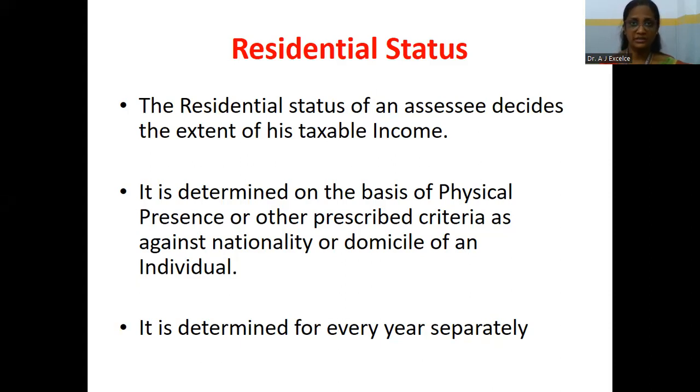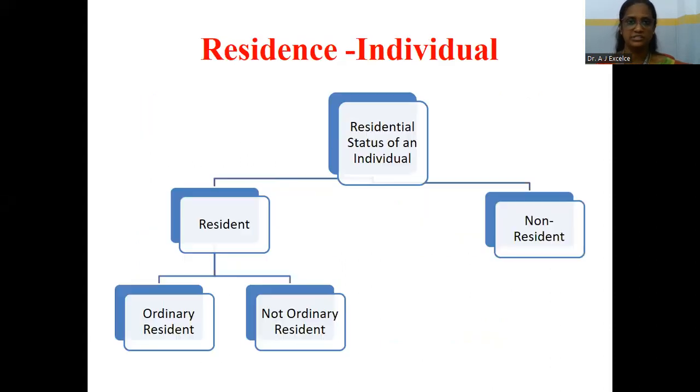For that, the number of days of stay means the physical presence of the particular assessee should be there. Based on that only it will be determined, and the number of days physically stayed by the assessee during the previous year will be considered for this purpose. For this purpose, the residential status is divided into two types: resident and non-resident. The resident is again subdivided into two types: ordinary resident and not ordinary resident.